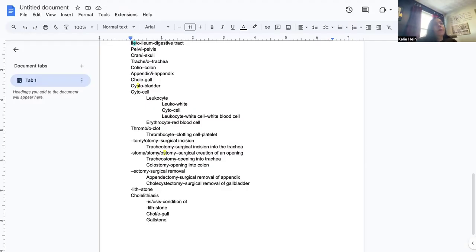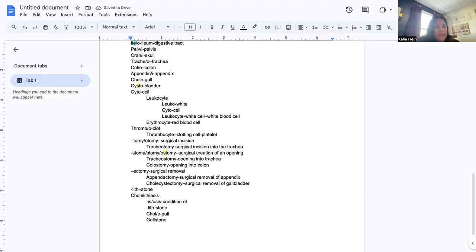So, chole is gallbladder, right? But if we're breaking it down, cysto, bladder, gall, or chole, gall, we're breaking that up. But we don't say cholecystolithiasis, okay? We say cholelithiasis. Those are going to be gallstones, okay? Condition of gallstones, but where are those stones going to be? In the gallbladder. Now, they could be in the little ducts around the gallbladder too, but typically they're in the gallbladder, okay?